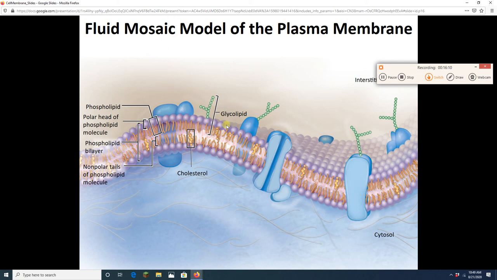Because of the dynamicness of the phospholipids and also the proteins as well, that's why we have the word fluid here. So our cell membrane, which separates the inside of our cell from the outside, which is crucial for homeostasis, which is crucial for life, is a fluid mosaic structure.